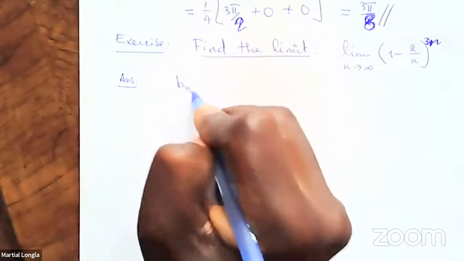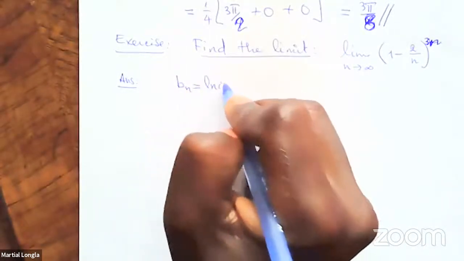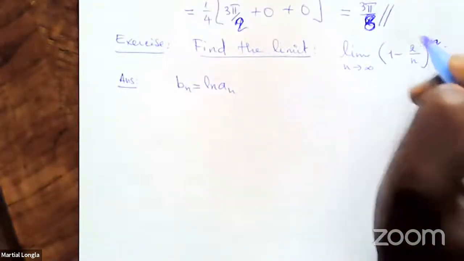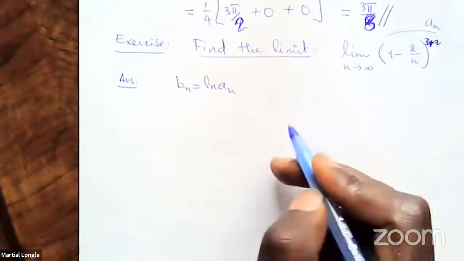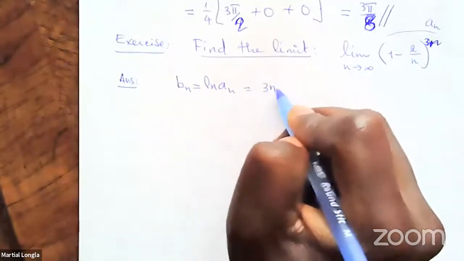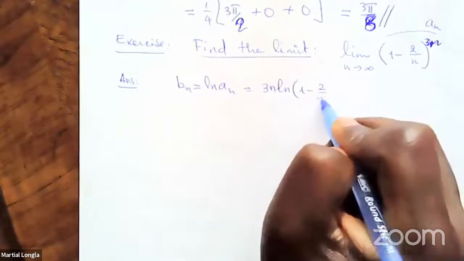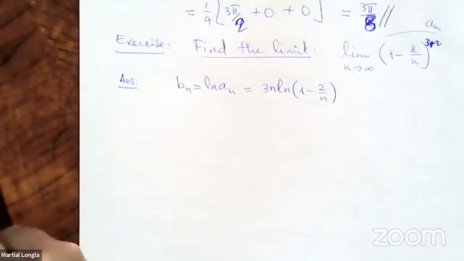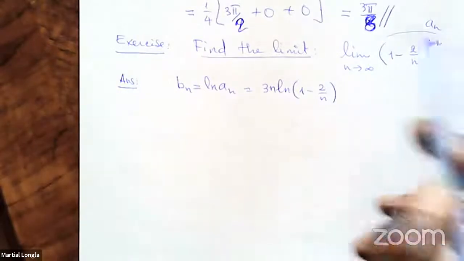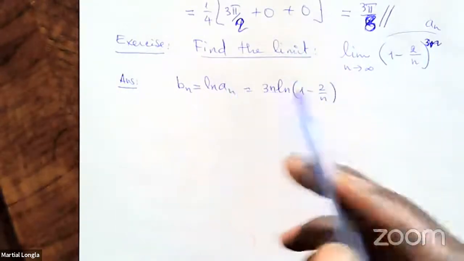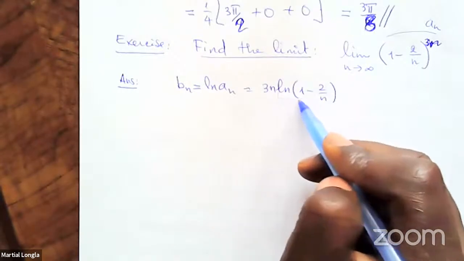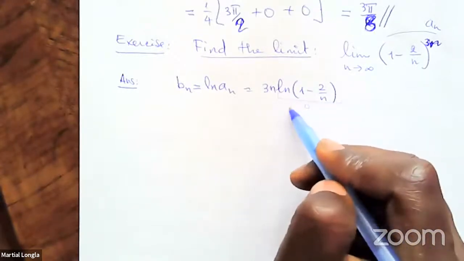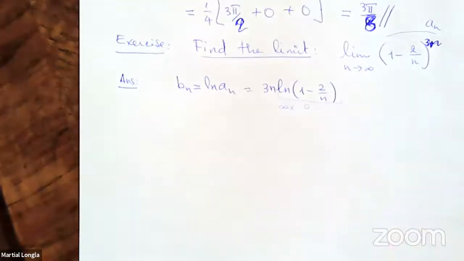You turn the problem into a new one, taking natural log of what you have. If you call this a_n, that's going to be 3n natural log of 1 minus 2 over n. And right there you can see why 1 to the power infinity is not 1, because this is natural log of 1, it's 0 times infinity, and 0 times infinity is undetermined. That's the reason why you need to do that natural log.